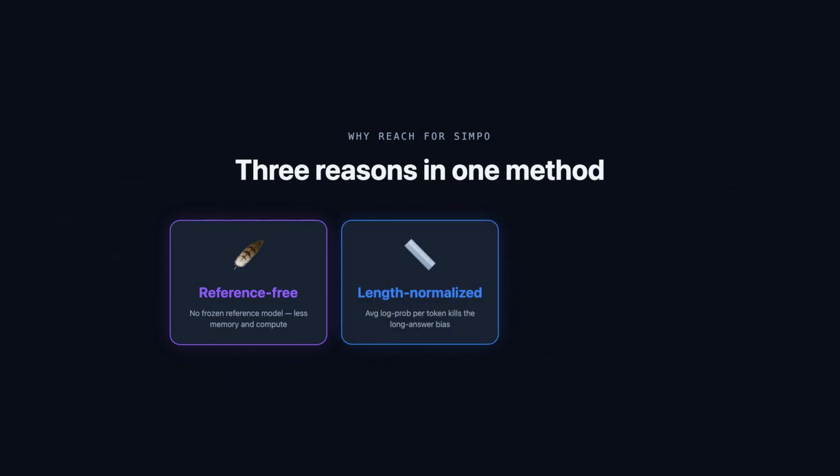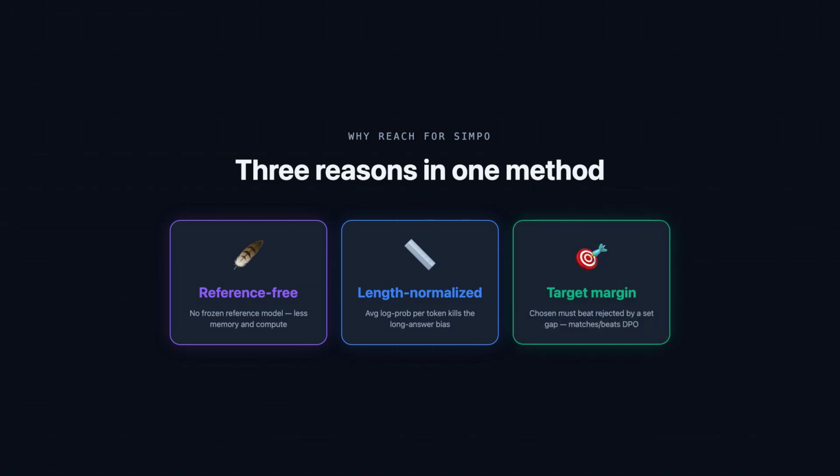The second is the length-normalized reward. By scoring the average log probability per token instead of the total, SimPO removes DPO's built-in preference for longer responses, so the model isn't rewarded for padding. Answers get judged on quality per token, not on sheer length.